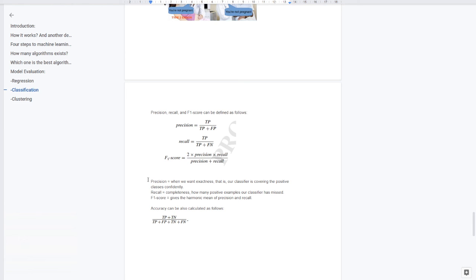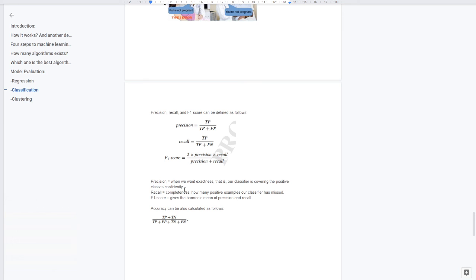What do we use precision, recall, and F1 score for? Well, precision, when we want exactness, that is, your classifier is covering the positive classes confidently. Recall, completeness, how many positive examples your classifier has missed. And F1 score gives the harmonic mean of precision and recall.